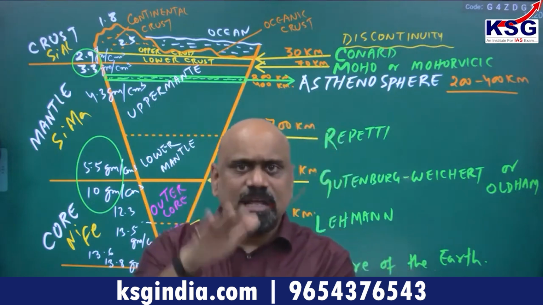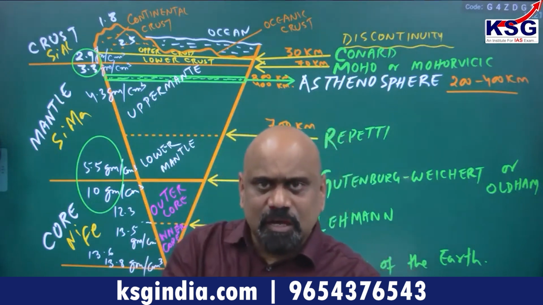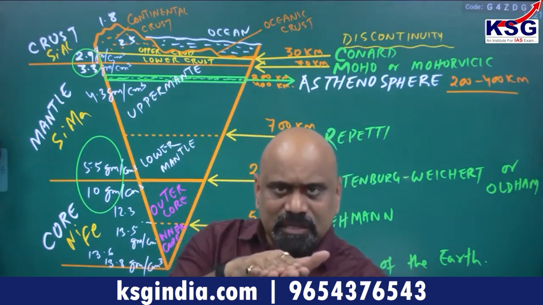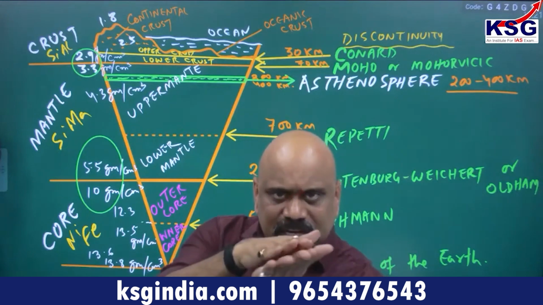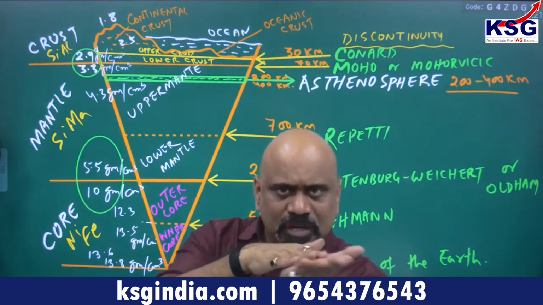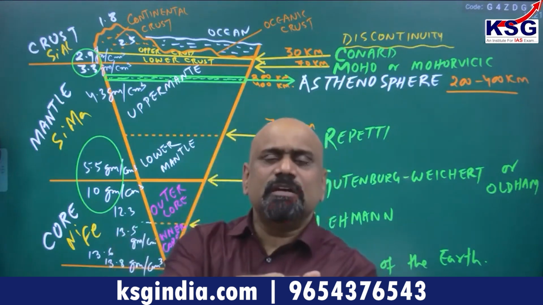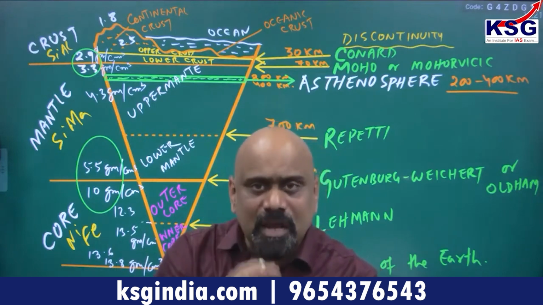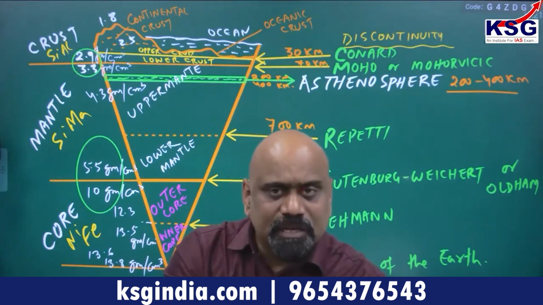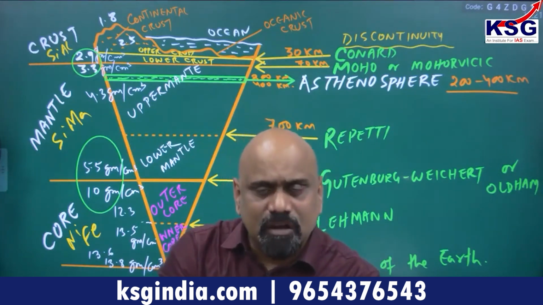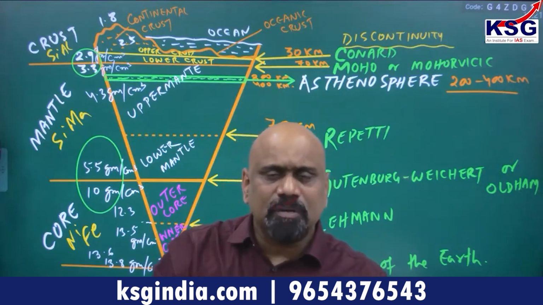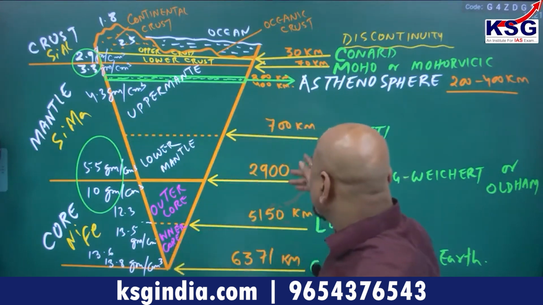Remember, it is an elastic layer. When there is a plate movement, it facilitates easy and smooth movement of the plates. The asthenosphere acts like an elastic layer, and in fact facilitates the gliding of the plates, easy movement of the plates. Please remember this. This is in the upper mantle.